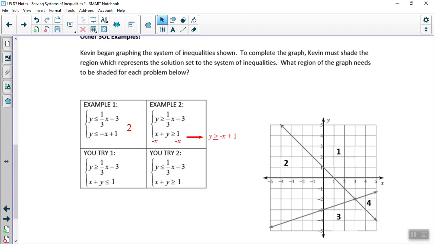This one is also everything greater than, so region 1 and 4. So we're looking at the overlap. They both had region 1 in common. Okay. So 1 is where the shading should be.